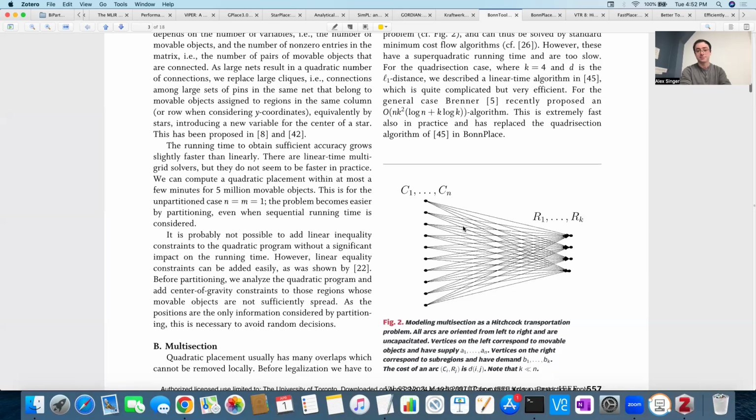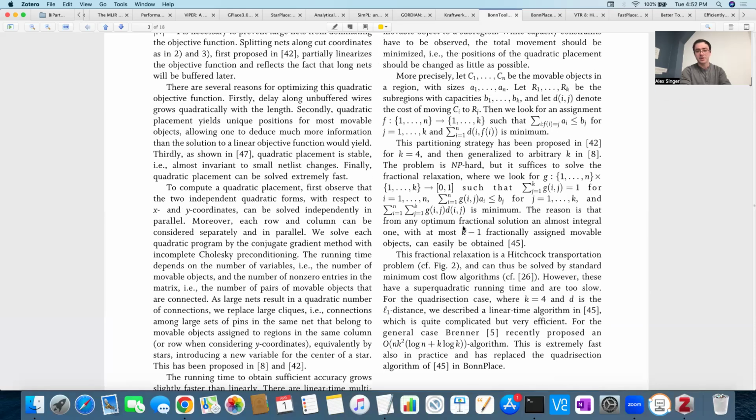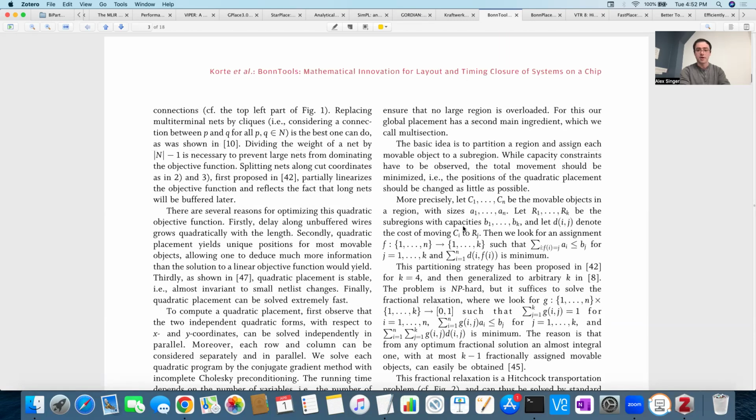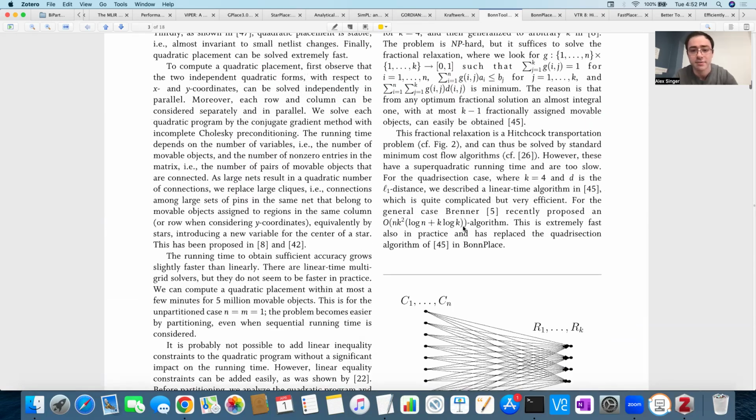I'm not sure why they have to make it fractional. They talk about it in this paper. They say if you don't make it fractional, it'll be very expensive. That's what they said. Let me see if I can find this.